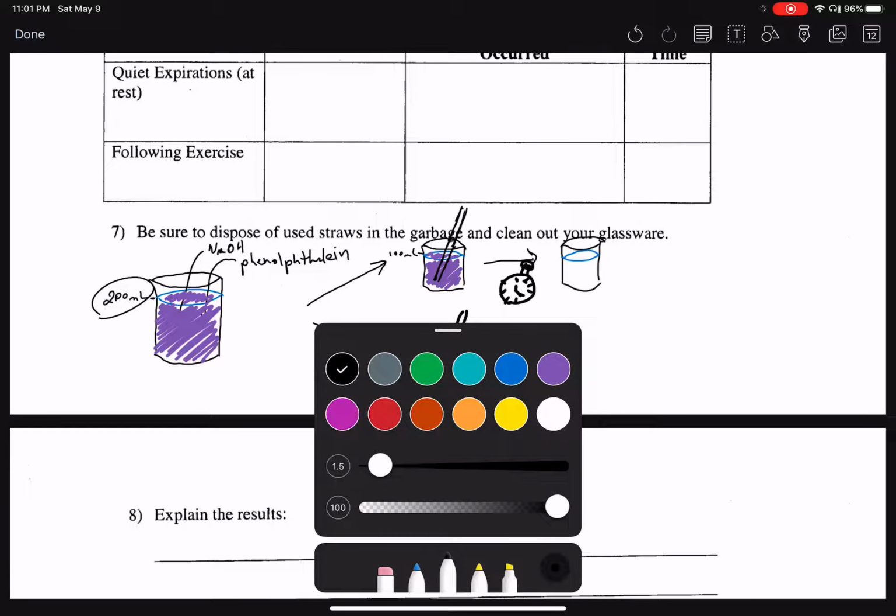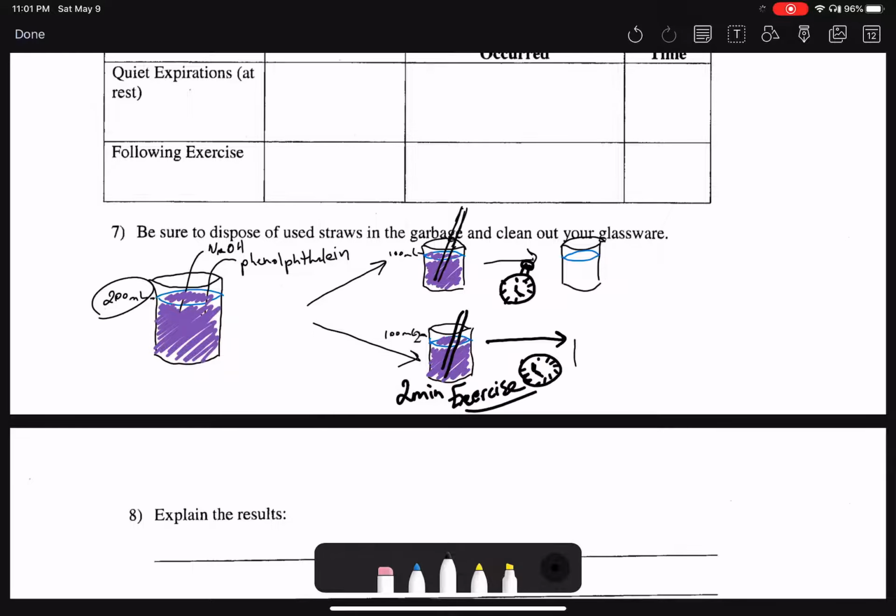For some reason, the width on my pencil changed on its own, and I don't know why, but I'm going to change it back to 1. Okay, there we go.